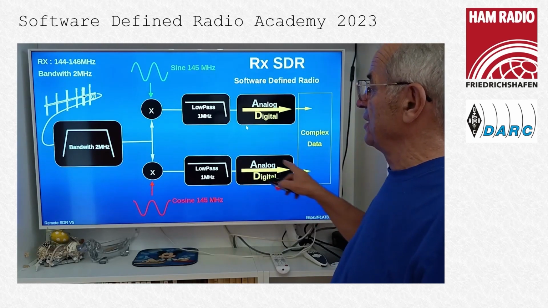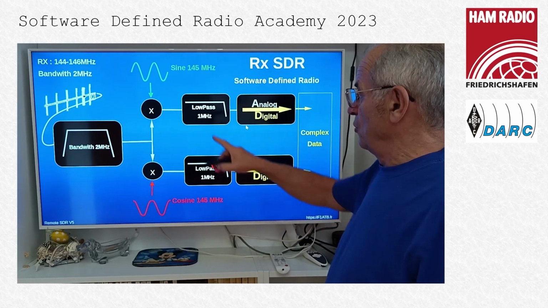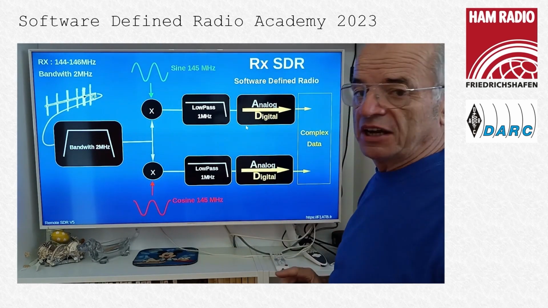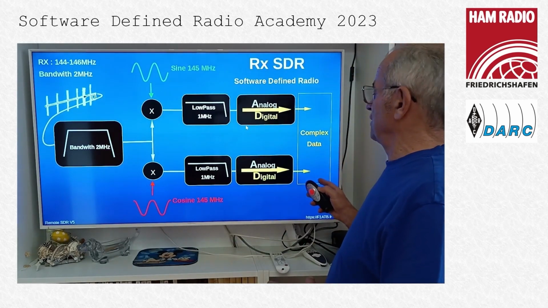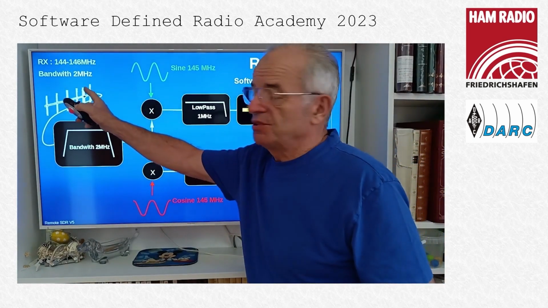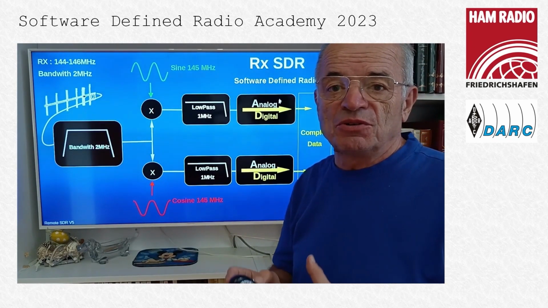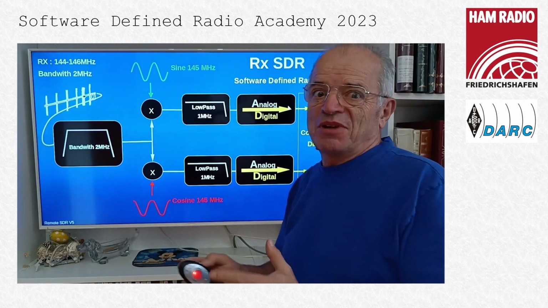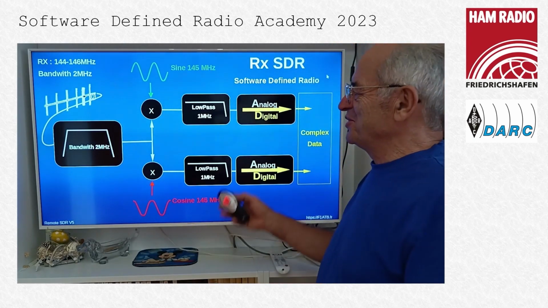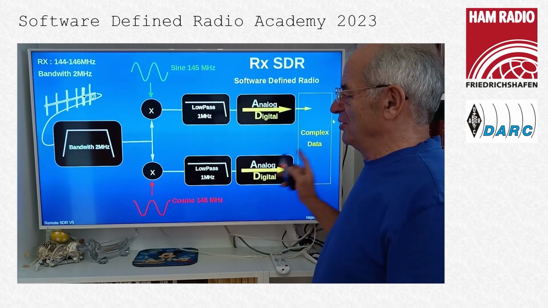And here we generate 2 branches of signals, a low pass filter of 1 megahertz, and an analog to digital converter, here also the same. And so we obtain what we call complex data, which represents perfectly the bandwidth of 2 megahertz, but completely translated around 0 megahertz, with plus and minus values around 0, and even negative frequency. But this is due to the complex representation of the data we have here on the right.